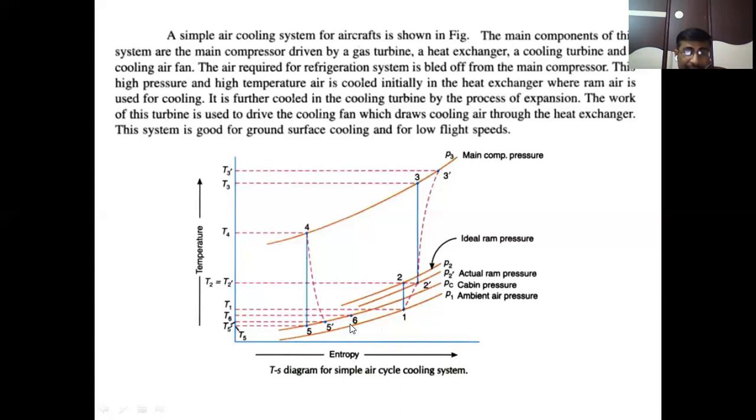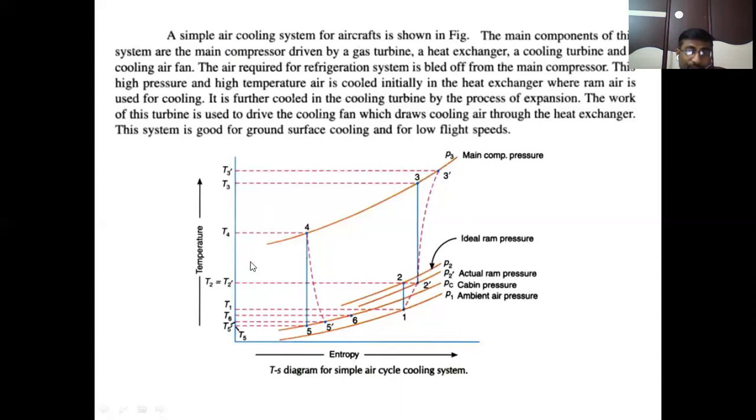6 is the state of the air at exit of the cabin. After absorbing the heat from the cabin, the state of the air is at point 6. Finally, the air exits the cabin and is sent to the atmosphere at point 6. So heat is absorbed during this process 5 dash to 6 in the cabin. This is the refrigeration effect produced in the cabin, and the work consumed by the unit is 2 dash to 3 dash. And the work produced by the turbine 4 to 5 dash will be used to run the fan.